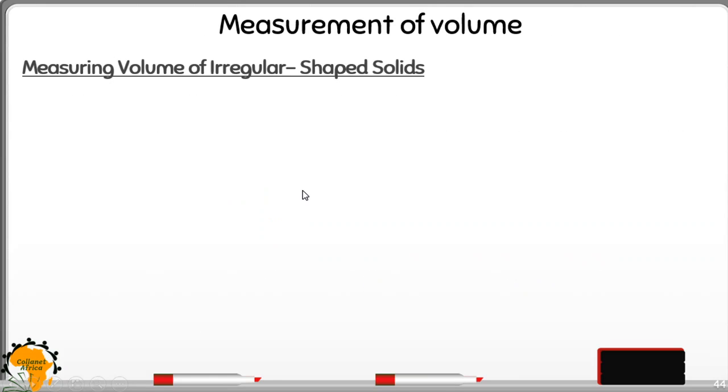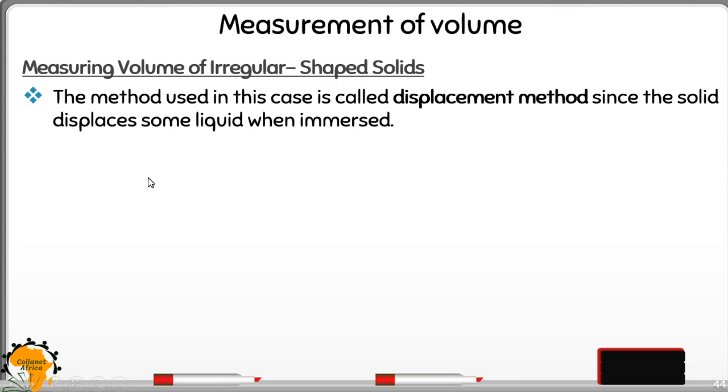Then we proceed to measuring of irregularly shaped solids. How do you measure the volume of a stone? We have one method that we call displacement method. And this is where now you place the solid inside the liquid, and then you can be able to see the volume of water that is displaced. That is why we are calling it displacement method.